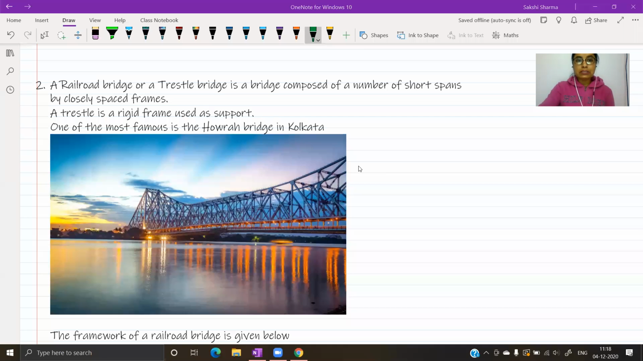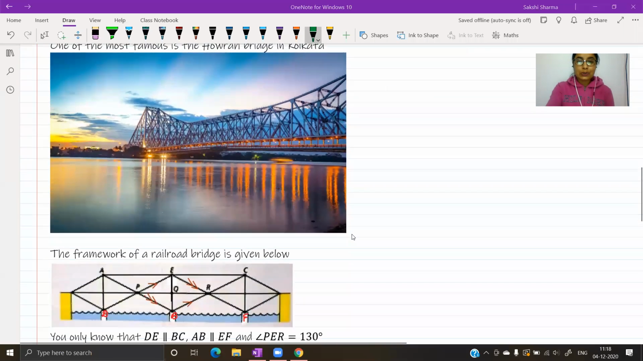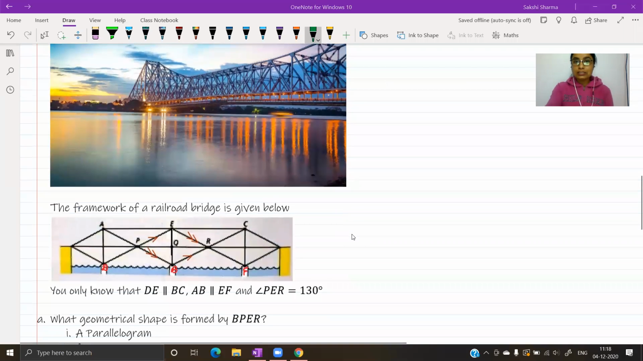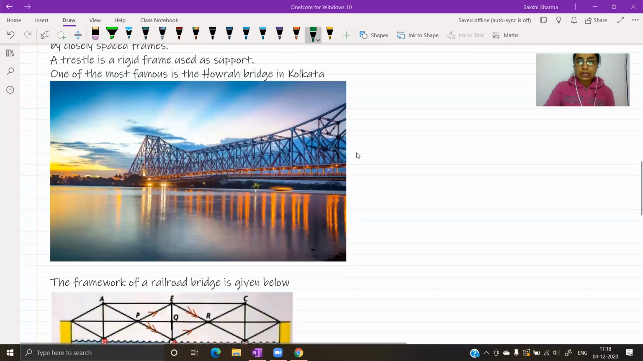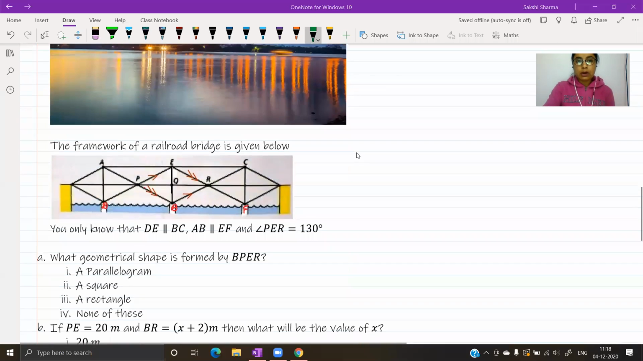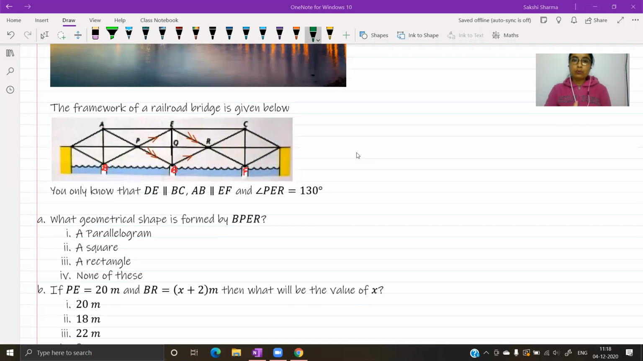So one of the most famous is Howrah Bridge in Kolkata. So this is a picture of Howrah Bridge at, I think, dusk. As you can see, that metal thing on the sides, the frames that are made for support, are there to make it sturdy. Now the framework for a railroad bridge is given below.